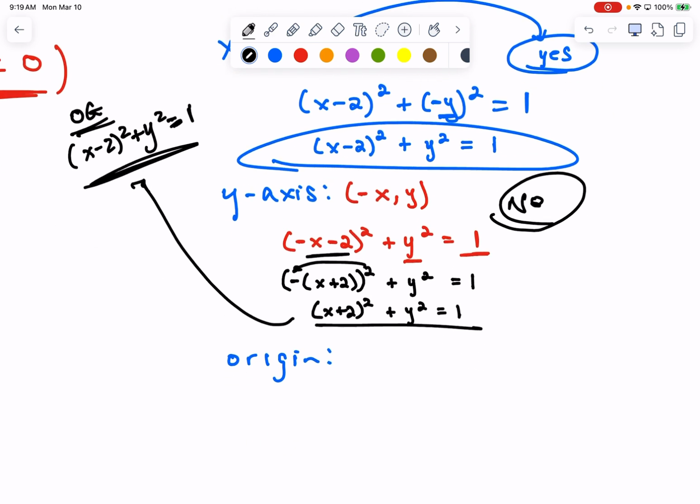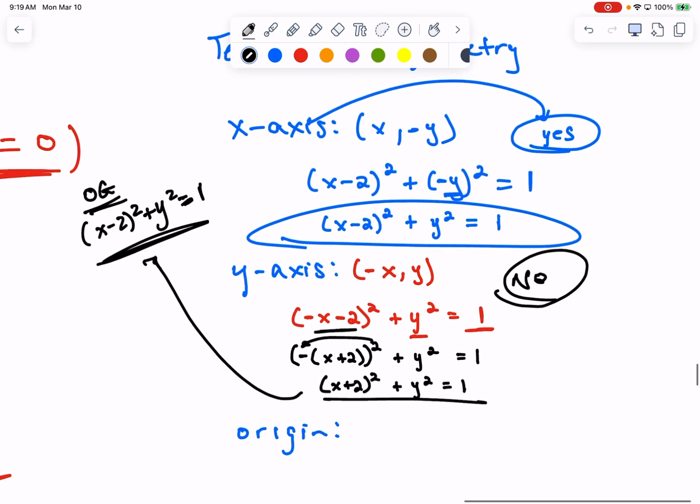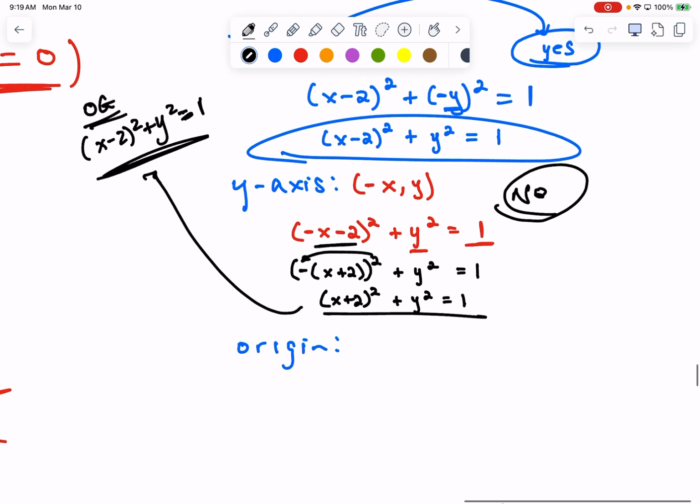Now I'm going to go ahead and give you a hint. The only way it's ever symmetric to the origin is if both of these have to be yes, or it's not going to be symmetric to the origin. When I replace negative x and negative y, you're going to run into the same problem. If you weren't able to get rid of the negative on one of them, you're not going to be able to get rid of it when you do the origin.